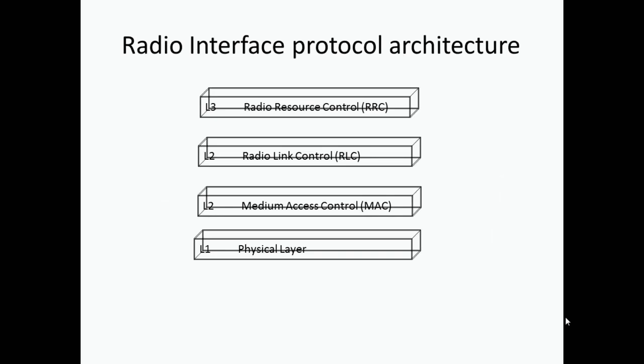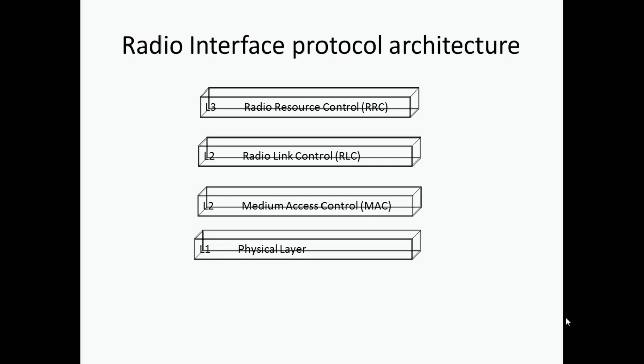Now we will switch to the radio interface protocol architecture. UMTS uses a layered protocol architecture at different interface points, each layer performing a set of specific functions. The layers in UMTS are L1, the physical layer; L2, the medium access control layer; L2 again, the radio link control layer; and L3, the radio resource control layer.